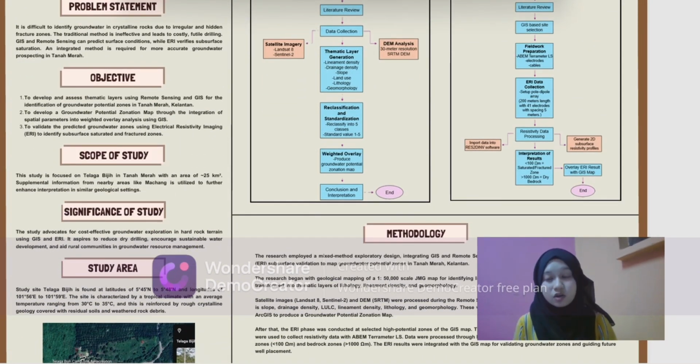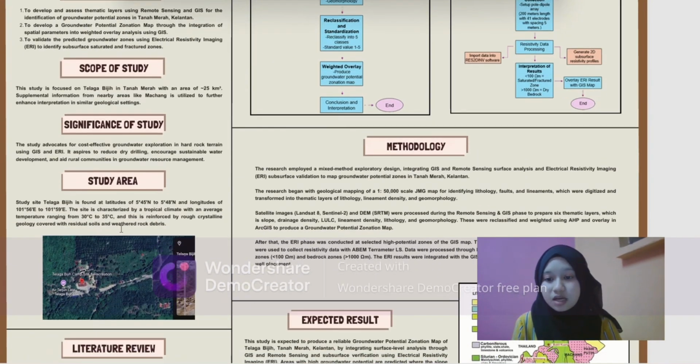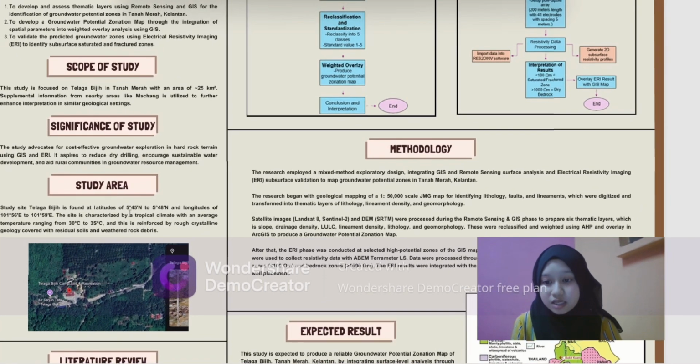Next is scope of study. This study focused on Telaga Bijih, an area covering approximately 25 square kilometers in Tanah Merah, Kelantan. The research also utilized supplemental data from neighboring areas such as Macam to enhance geological interpretation and comparison across similar terrains. Next is significance of study. The study promotes a more cost-effective and reliable method of groundwater exploration in hard rock terrains by combining GIS and ERI techniques.